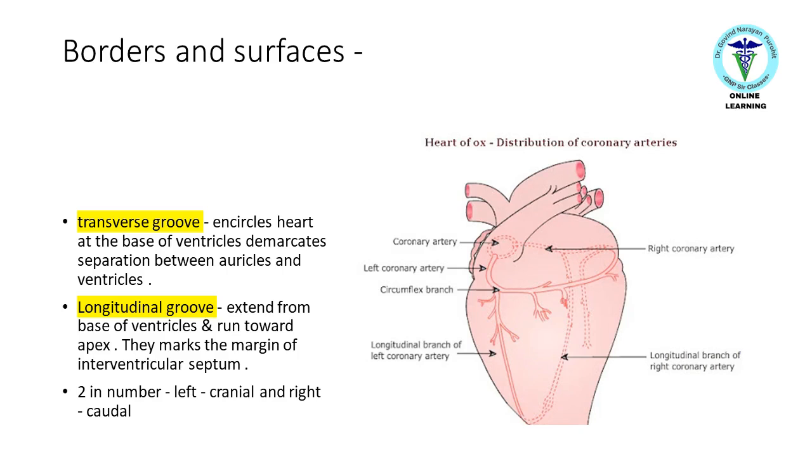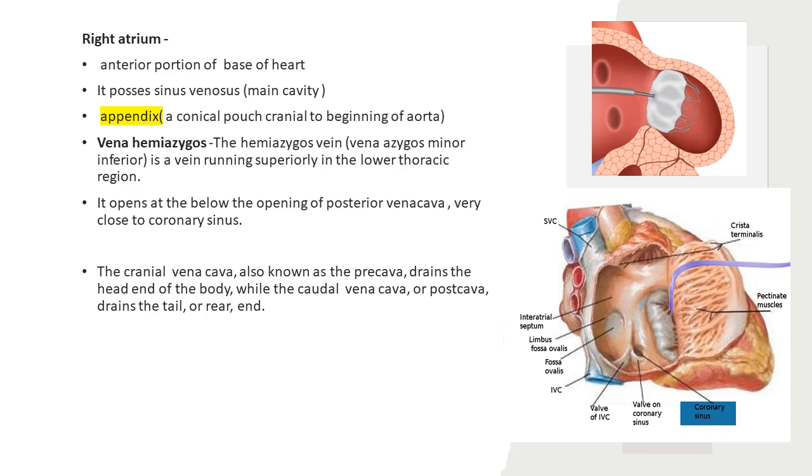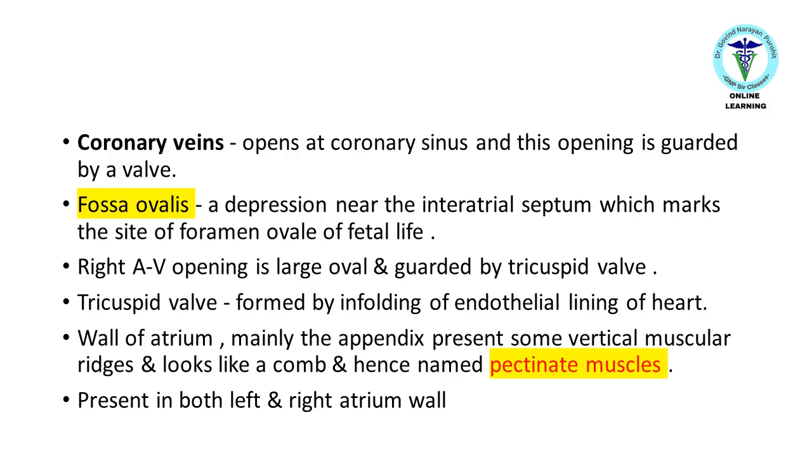The heart has distinct borders and surfaces, including the transverse and longitudinal grooves, which help demarcate different regions of the heart. The right atrium includes structures like the sinus venosus and vena hemiazygos. It plays a crucial role in receiving deoxygenated blood from the body. The coronary veins open at the coronary sinus, and the fossa ovalis marks the site of the foramen ovale. The atrium wall features pectinate muscles, which aid in its function.